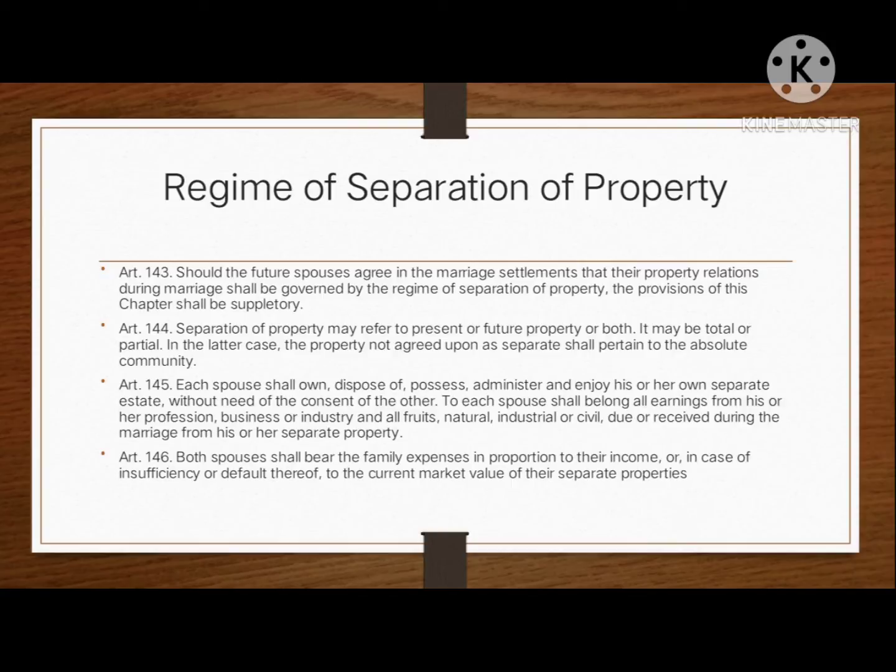When we say absolute community, these are the properties that each spouse owned before the marriage becomes conjugal property. It will automatically be part of the conjugal property. Each spouse shall own, dispose of, possess, administer, and enjoy his or her own separate estate, without need of the consent of the other. To each spouse shall belong all earnings from his or her professions, business, or industry, and all fruits, natural, industrial, or civil, due or received during the marriage from his or her separate property.